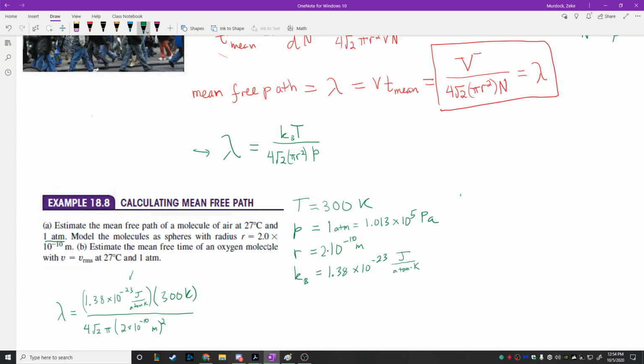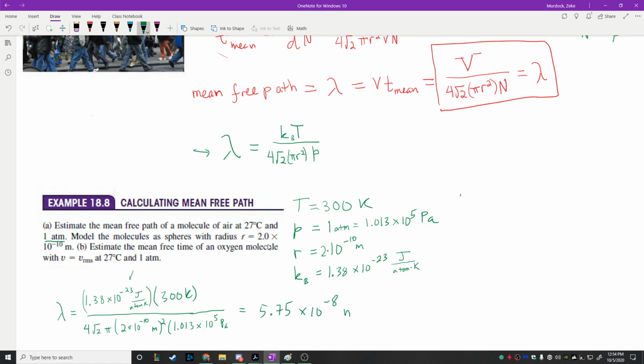Oh my god, I can't do it. No. 18 minus 8. You put negative 23 for the exponent of the radius. There you go. Okay. So 2 times 10 to the negative 10 meters squared. Multiply by pressure. Got to put pressure into pascals. And this gives you about 5.75 times 10 to the minus 8.